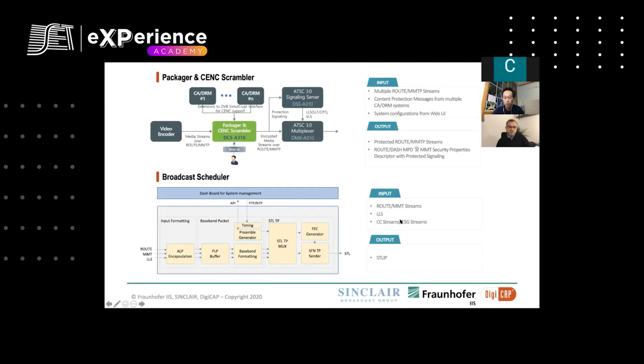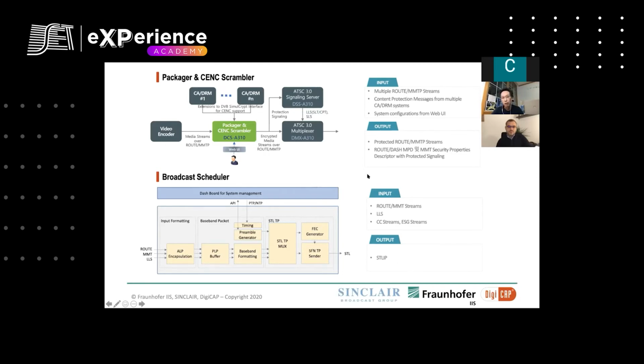So essentially, out of the multiplexer, ROUTE and MMT sessions and LLS, all the ESG and the closed caption streams are coming in, either UDP and multicast. And then, going through this process, we output the STL output to the transmitters.